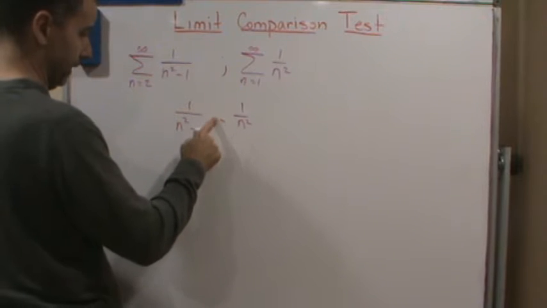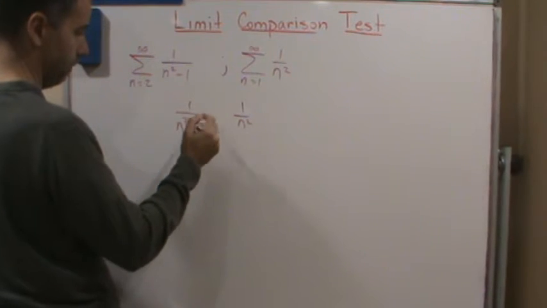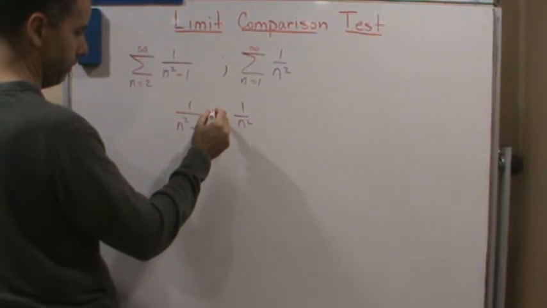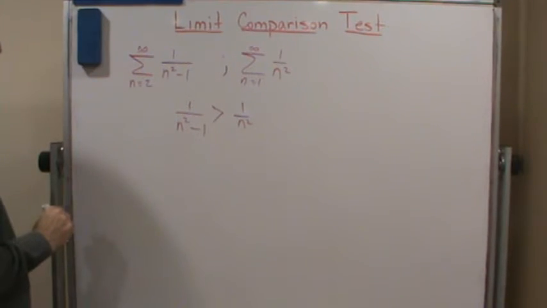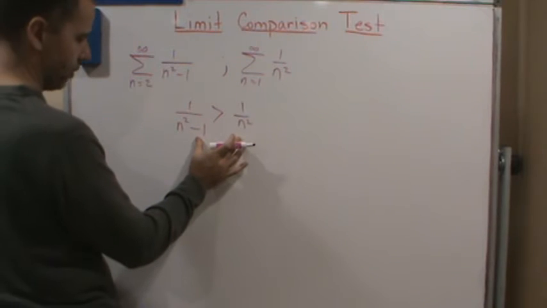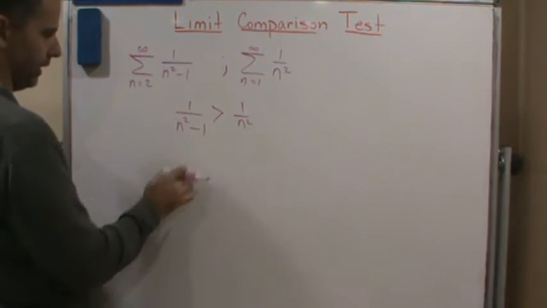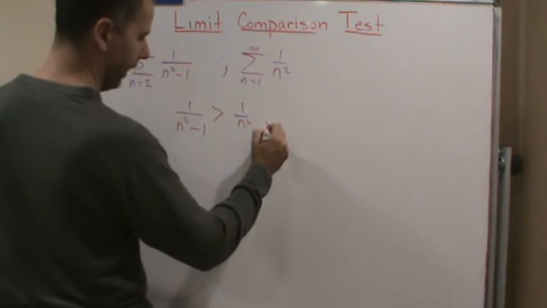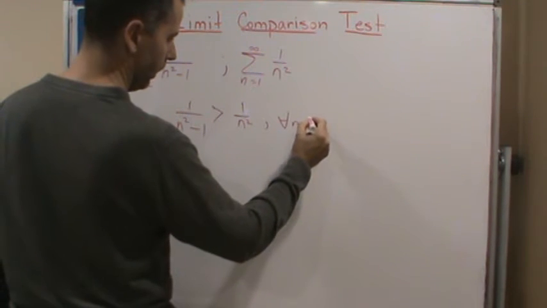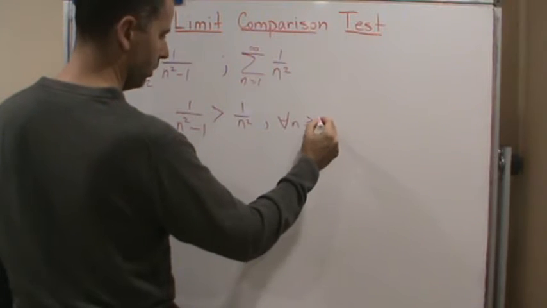Oops, hold on. Oh, I'm sorry, I had it this way. This is correct. I was looking at it wrong. So this is correct. This is bigger than this for all n greater than or equal to 2.